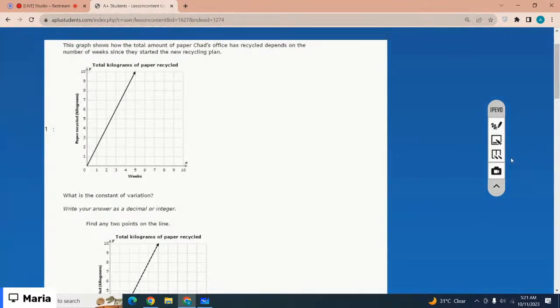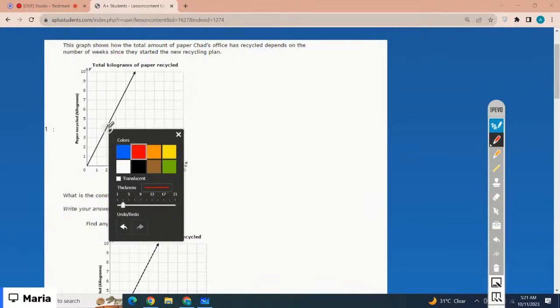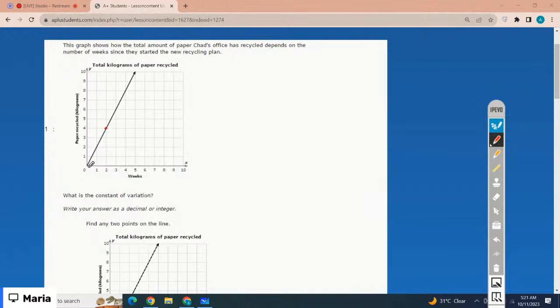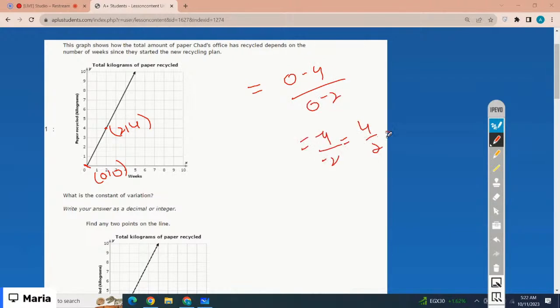Okay, so just select any 2 points on the graph and calculate their slope. For example, these are the 2 points. This one is x is 2 and y is 4. Here you have 0, 0. So the slope is change in y, 0 minus 4, over change in x, 0 minus 2. That would be negative 4 over negative 2, 4 over 2, and that is 2. So that means the constant of proportionality is 2.